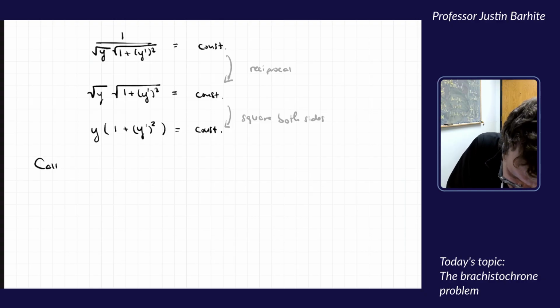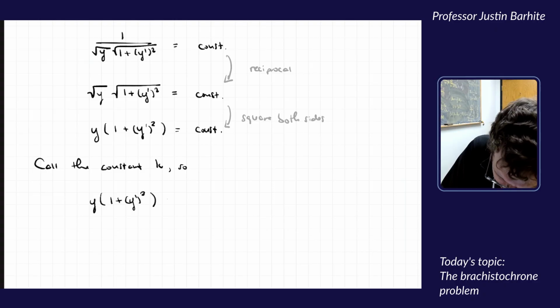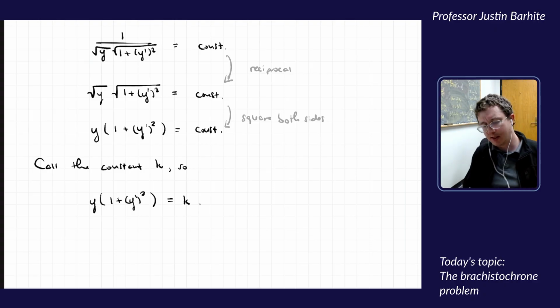And at this point, let's give a name to the constant. So I have y times 1 plus y prime squared. It's going to be equal to some constant k.